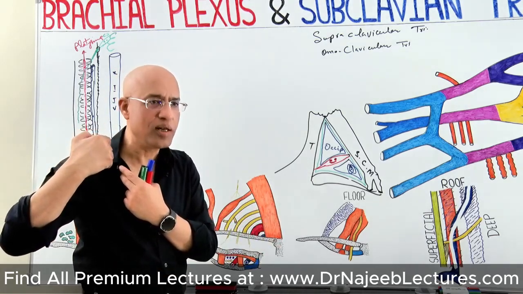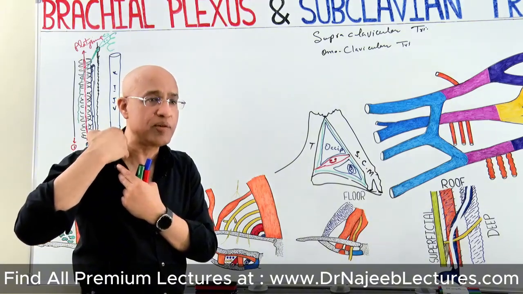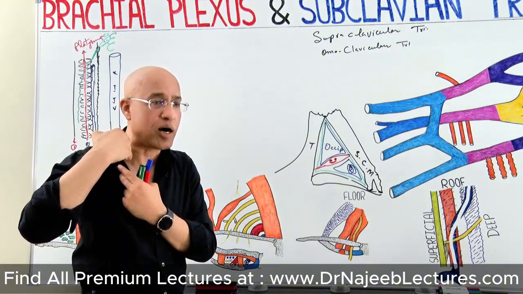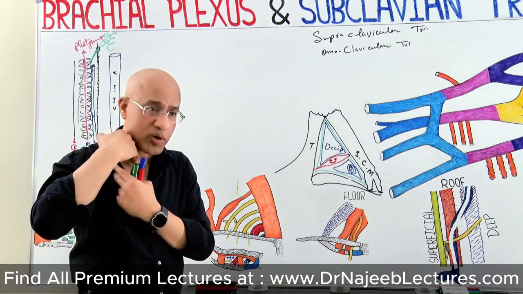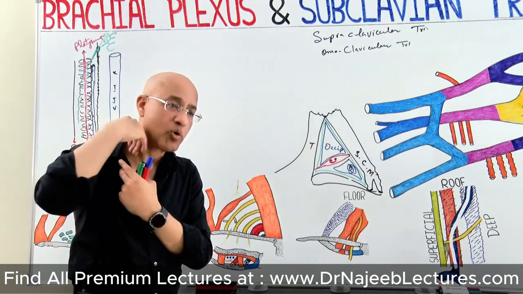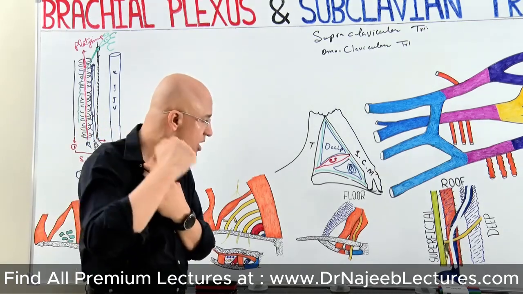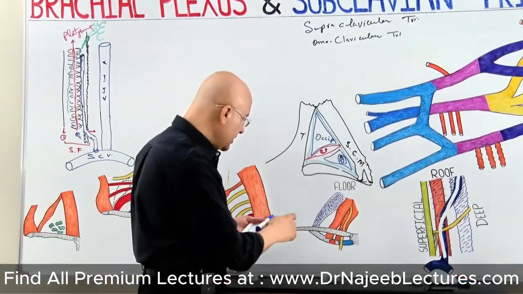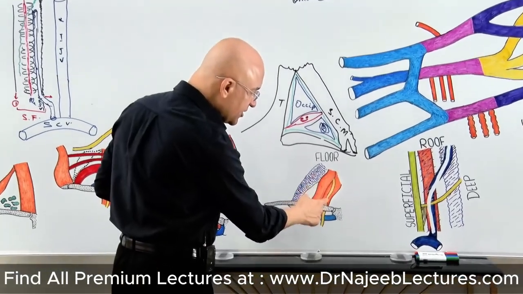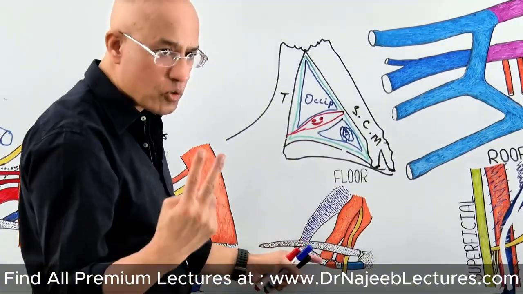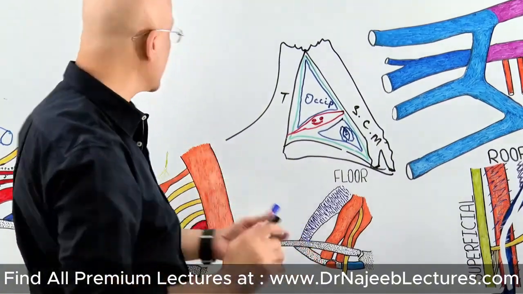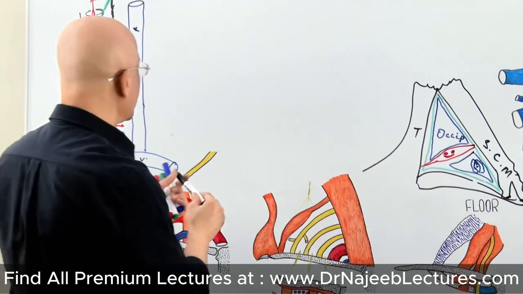You are very cruel. You remove the contents of the triangle, which are very, very important for the arm. Then you will expose the floor, right, on which the content of the triangle were resting. The floor of this is scalenus anterior and scalenus medius. These are two structures. I will tell you two more structures. Let me show you the floor.